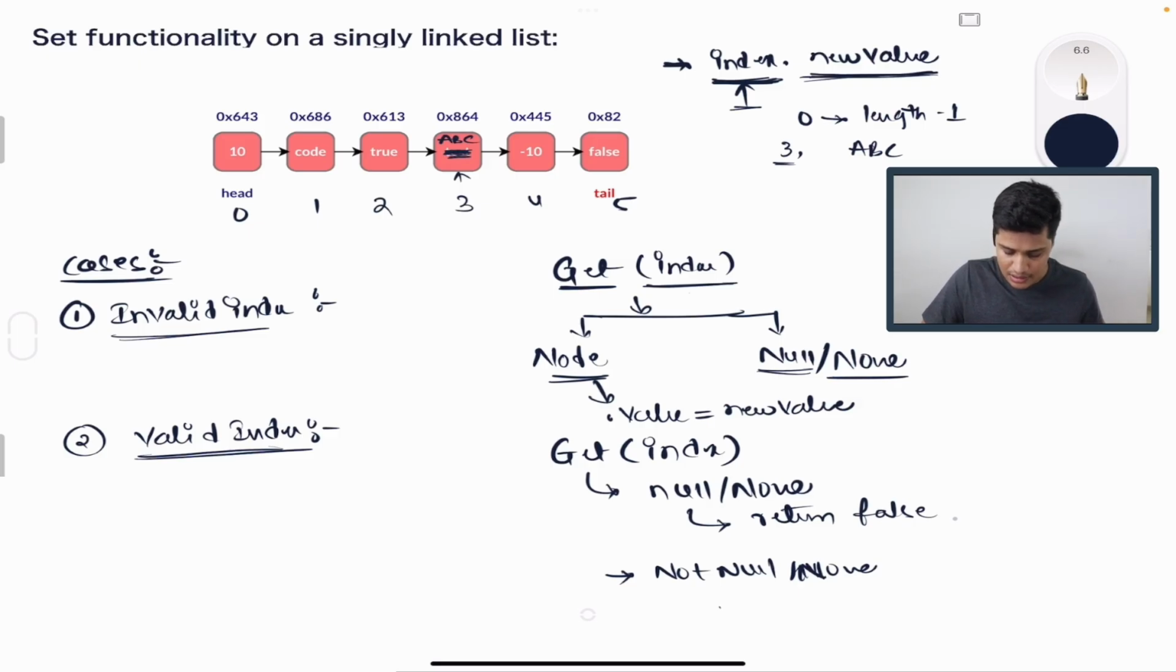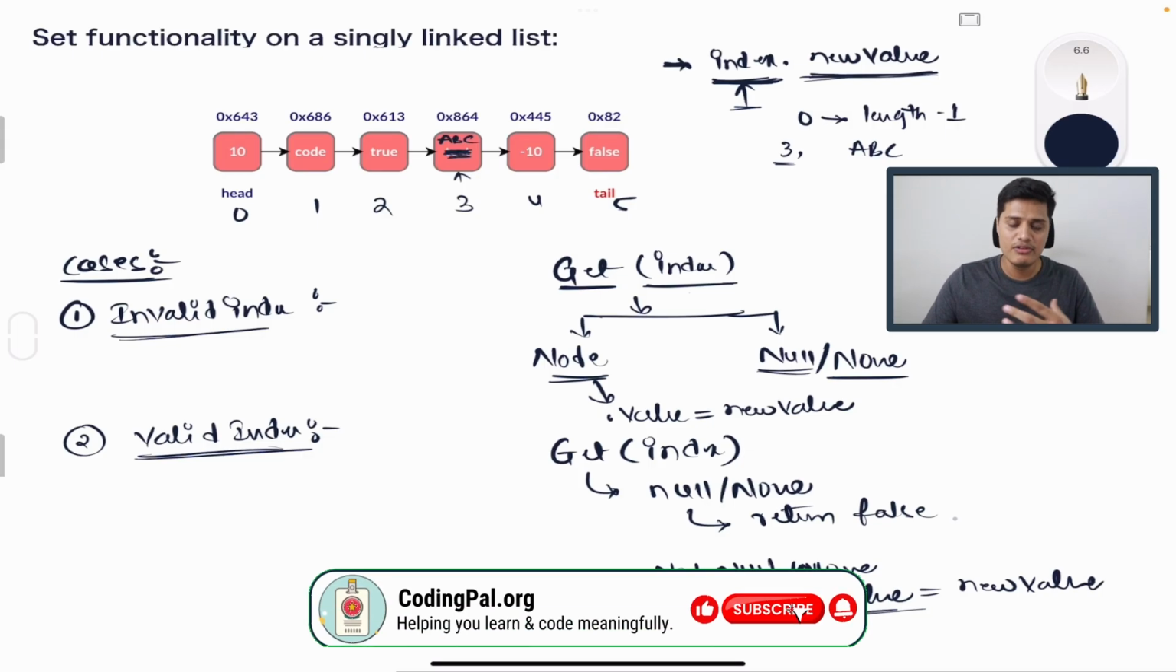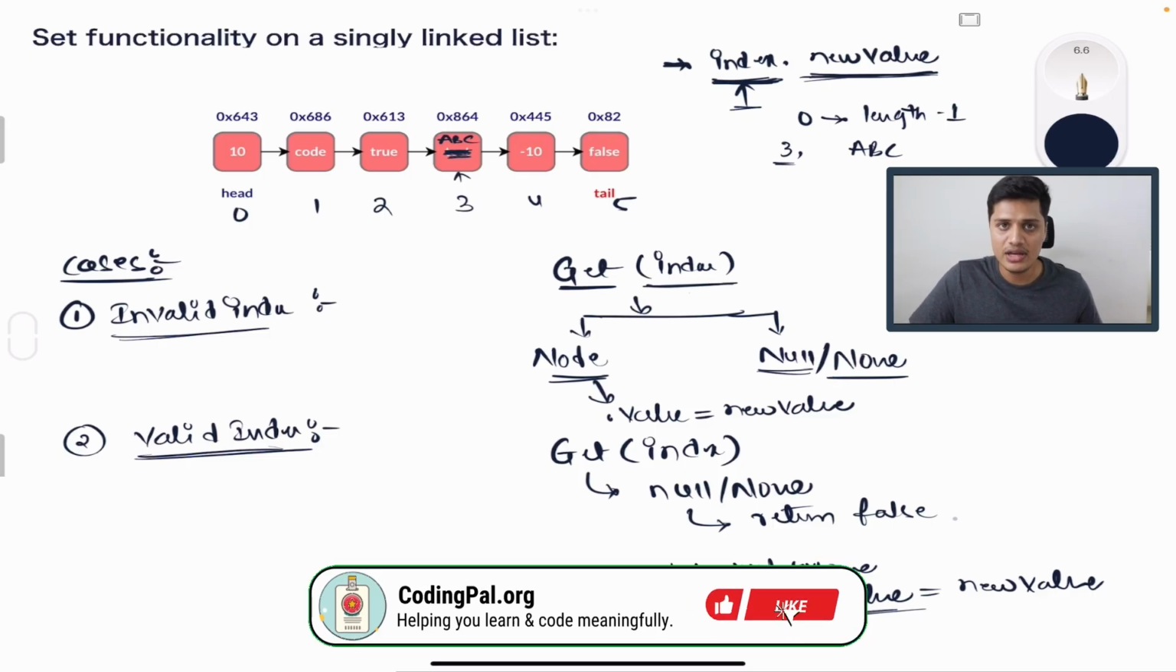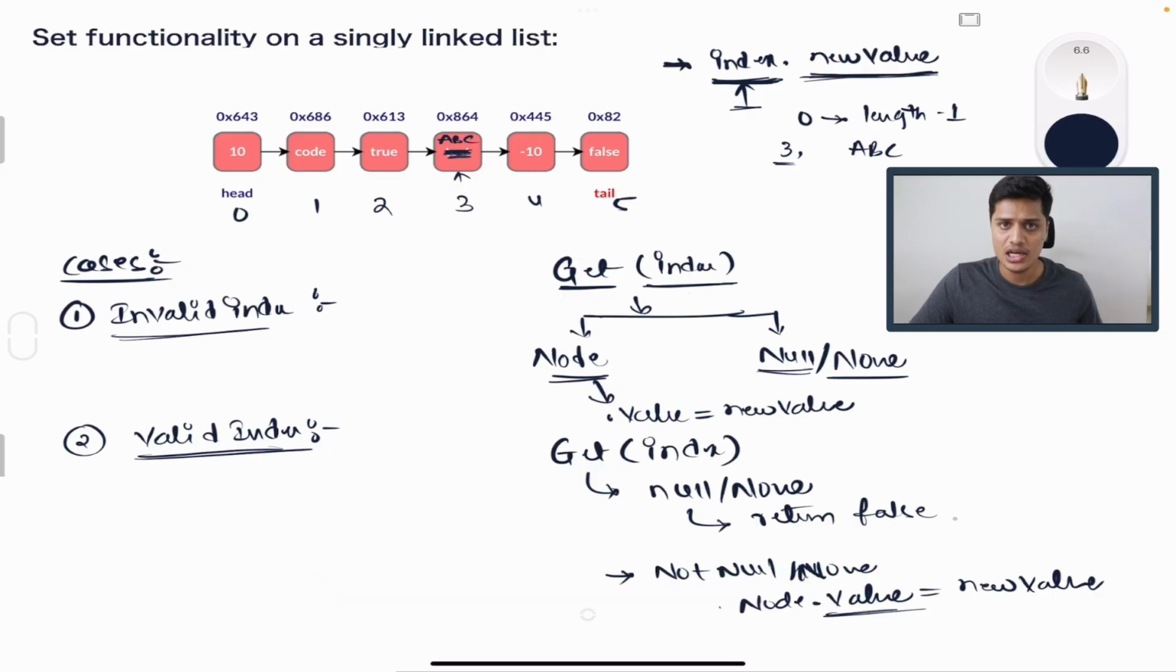As a result, we can simply use node dot value equal to new value. By doing this simple operation, we will be able to update the value we have in the node that is given at the index that is also given by the user. So that is how we reuse the get functionality for implementing the set functionality on a singly linked list.